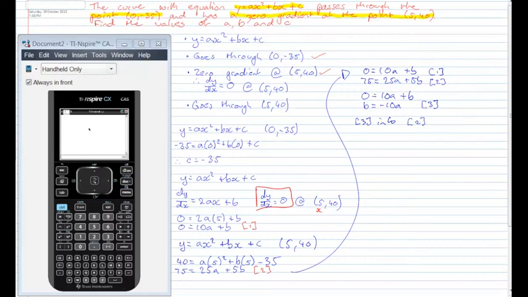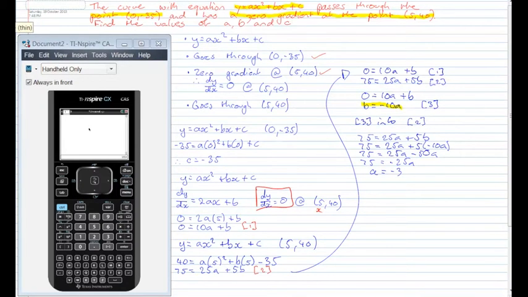Let's have a look at that. We're going to go 75 is equal to 25a plus 5b. Now instead of writing b, I can write -10a because I found that b is equal to -10a up here. So substitute b equals -10a, and you get 75 is equal to 25a plus 5 times -10a. Let's simplify that now. 75 is equal to 25a minus 50a. And 75 is equal to -25a, therefore a is equal to -3.